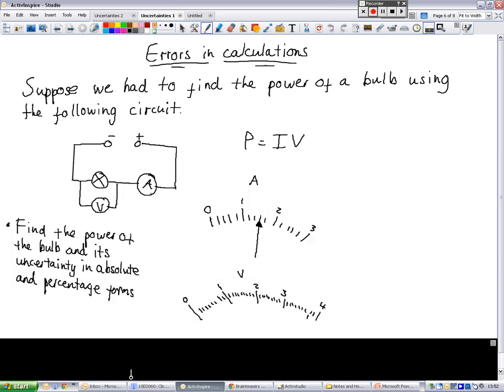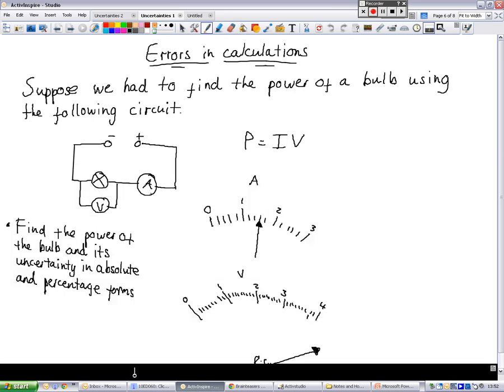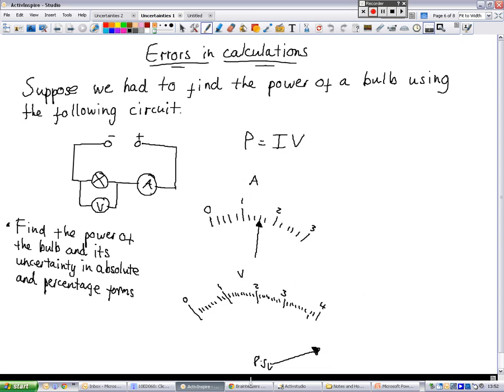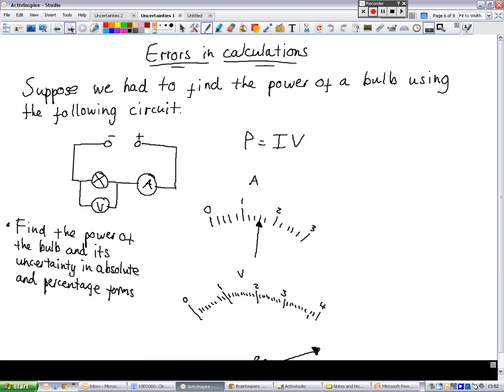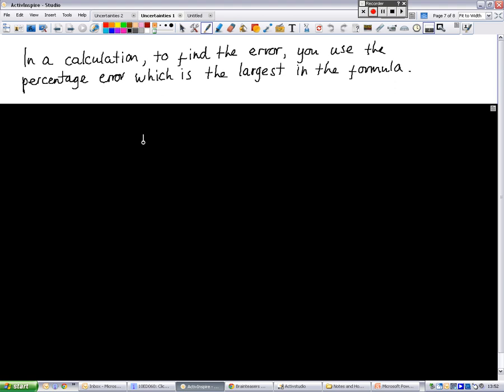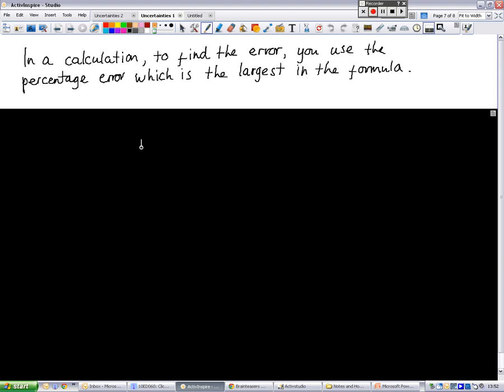So we had two readings that we took from analog meters. Remember, the reading error on an analog meter is plus or minus half a scale division. So we've got 8.5 volts for the voltage, and 1.6, I think, for the current. We take those two values, but they're both prone to error. They've both got some kind of uncertainty because there's a measurement involved, some sort of reading on the scale.